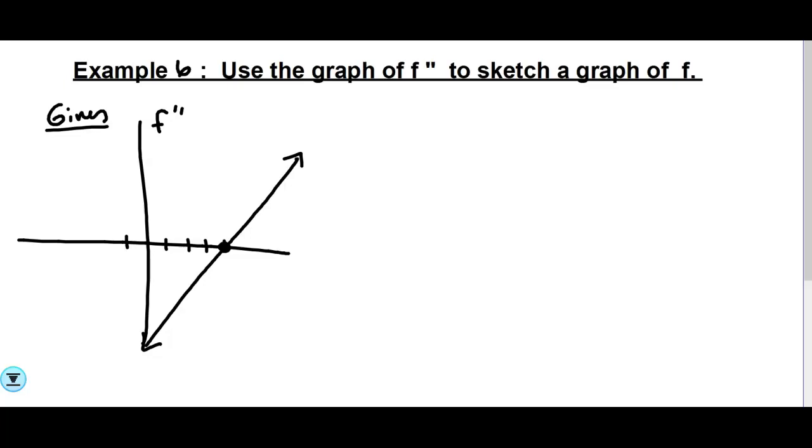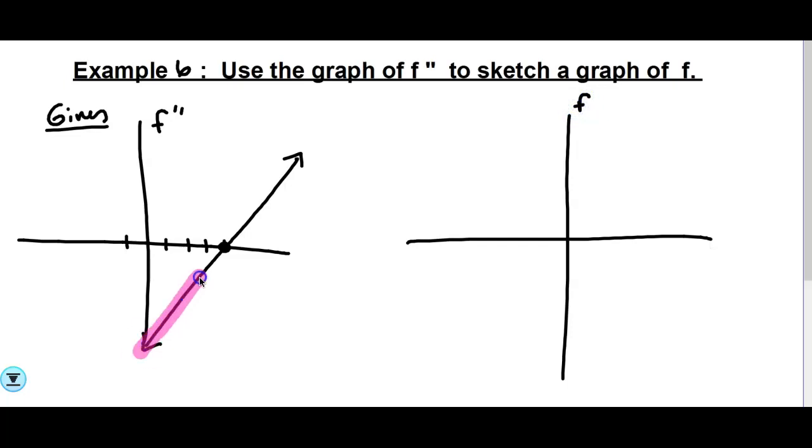Let's go ahead and try to sketch a graph of f when our f double prime looks like that. So from this graph of f double prime, what can we tell about f double prime? Well, I could see that it's below the x-axis until we get to 4. I could see that it's above the x-axis after 4. And I could see that it's on the x-axis at 4. So let's do this one piece at a time.